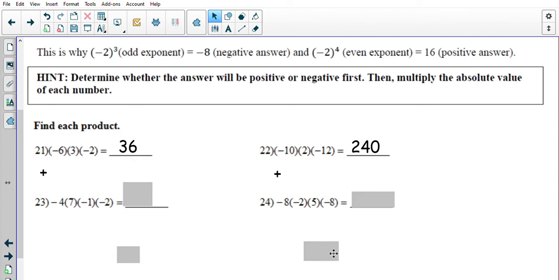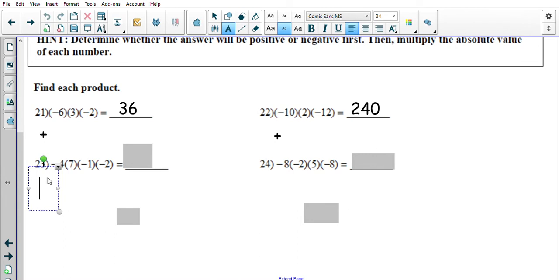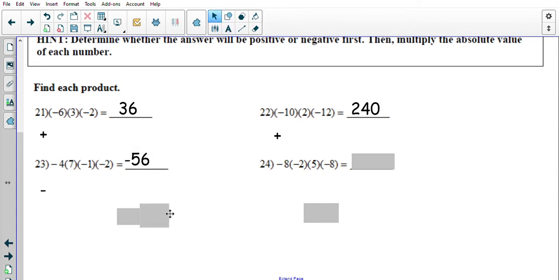Number 23, we have negative 4 times 7 times negative 1 times negative 2. There are 1, 2, 3 negative numbers. That's an odd number of negatives, which tells me my solution will be negative. So I would do maybe 4 times 2 to get 8, and do 8 times 7, which is 56. Don't forget that negative, so final solution, negative 56.